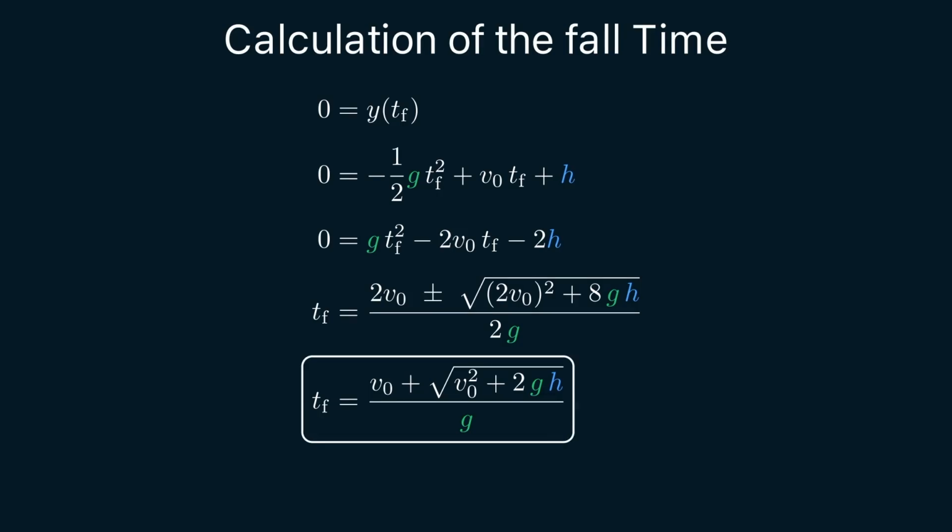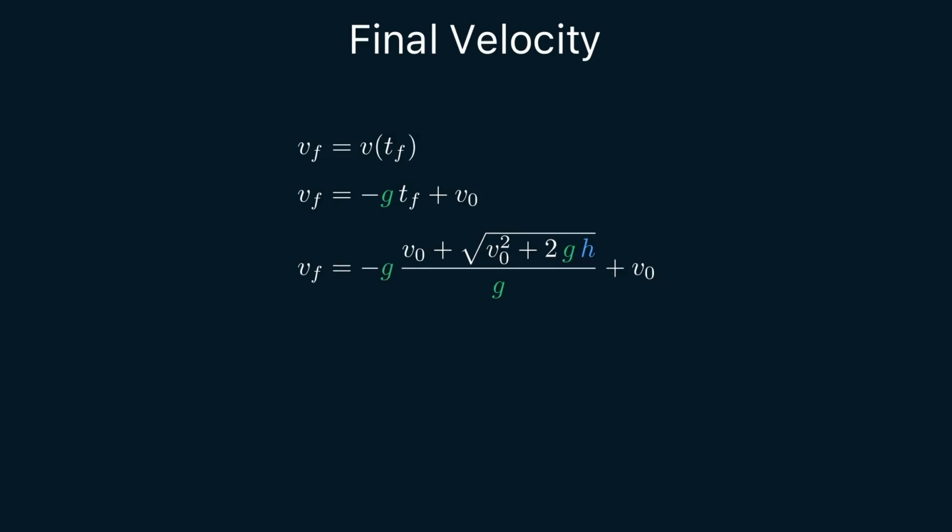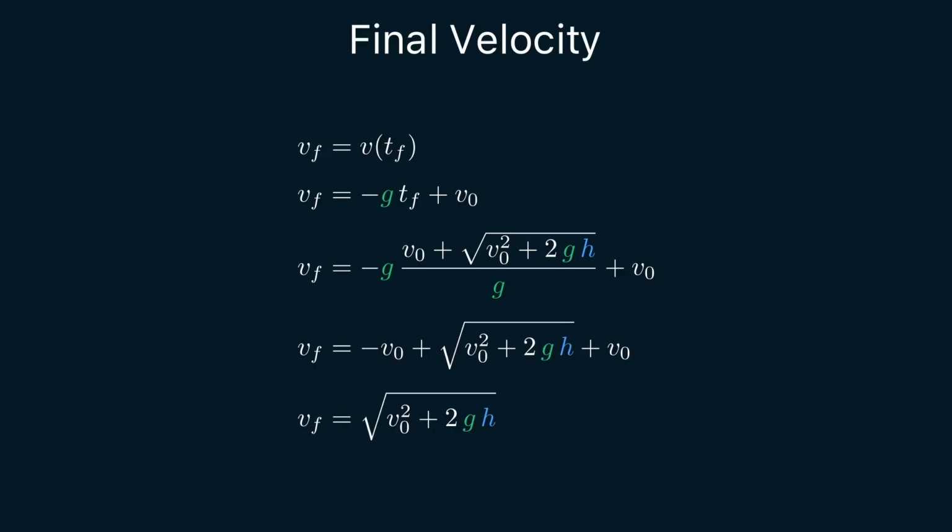Now we might also ask how fast the object is when it hits the ground. We can compute that too. The impact speed is just the velocity at the fall time, so Vf equals v of tf. If you plug the expression for tf into v of t, you get a long-looking term, but things simplify nicely. The g cancels and the minus v0 and the plus v0 cancel as well, and you end up with the final impact velocity. We'll do examples in a second.